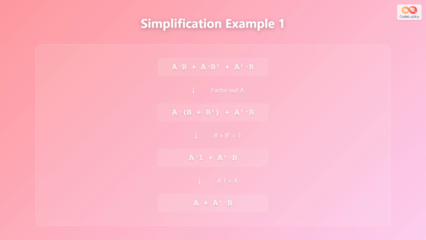Let's walk through a practical example of simplifying a Boolean expression using the laws we've discussed. Consider the expression a multiplied by b plus a multiplied by b prime plus a prime multiplied by b. First, we factor out a from the first two terms, resulting in a multiplied by the quantity b plus b prime, plus a prime multiplied by b. Since b plus b prime equals 1, the expression simplifies to a multiplied by 1 plus a prime multiplied by b. Finally, since a multiplied by 1 equals a, the simplified expression is a plus a prime multiplied by b.